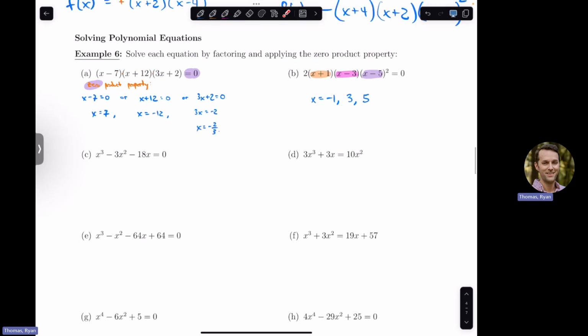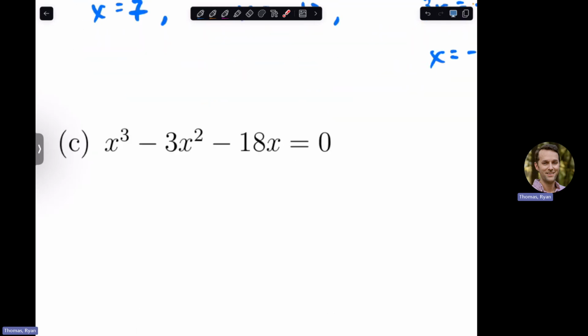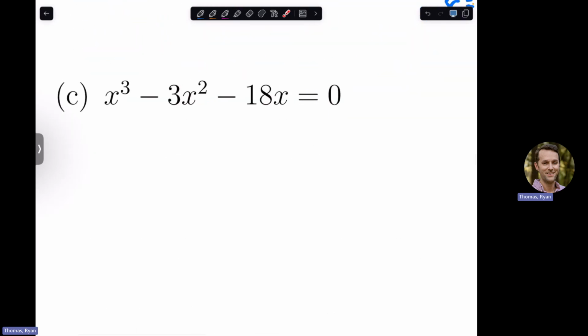But anyway, we lose the general formula thing, which means we're going to have to lean more on the factoring idea. So let's just jump into it. x cubed minus 3x squared minus 18x equals 0.